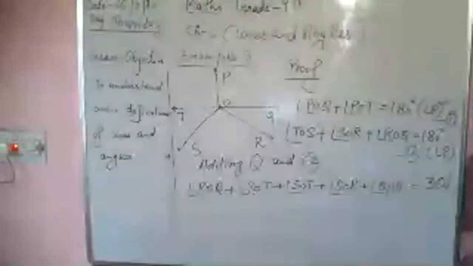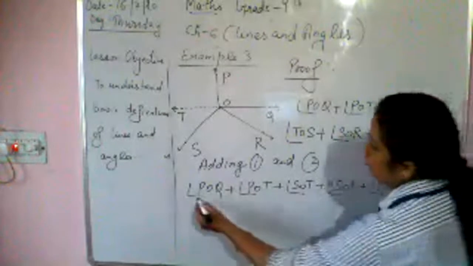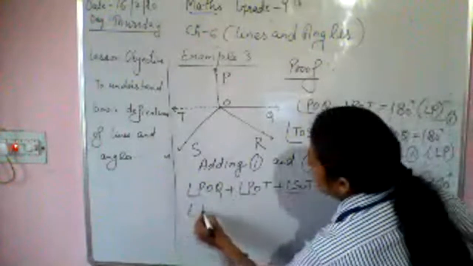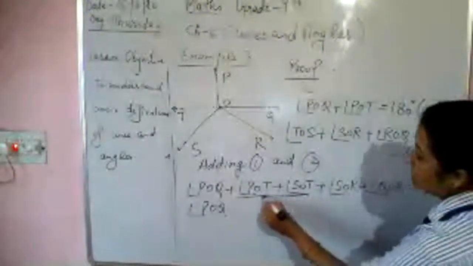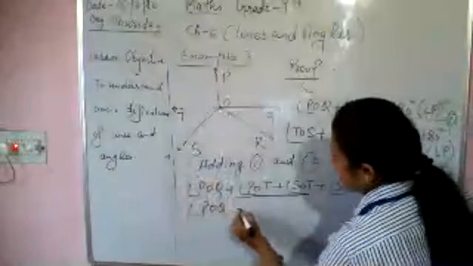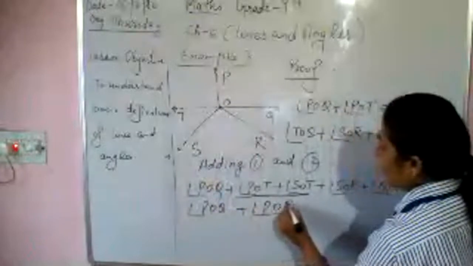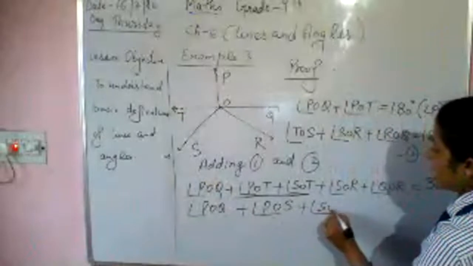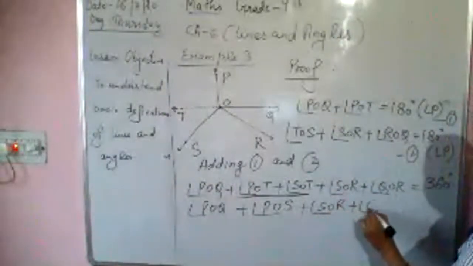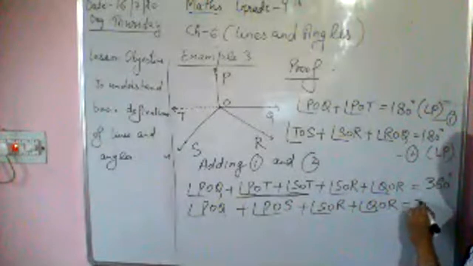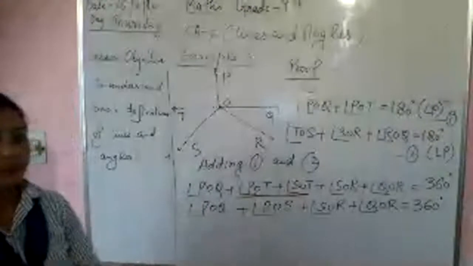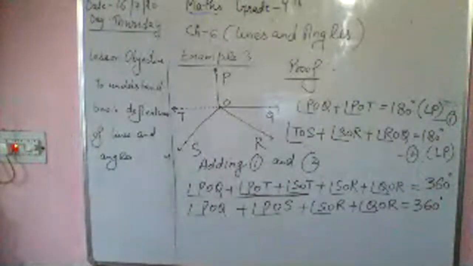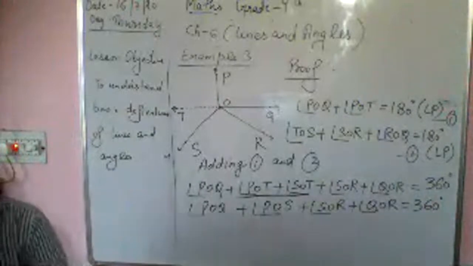360 degree. Okay. So POQ, as it is you will write. So you will add POT and SOT. So it is POS. So you will write POS plus SOR plus QOR is equal to 360 degree. So this is the answer, or proof, for your example number 3.